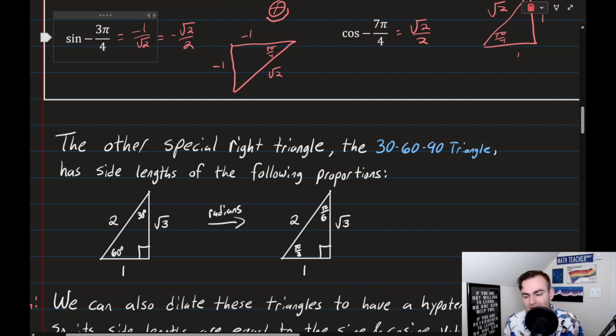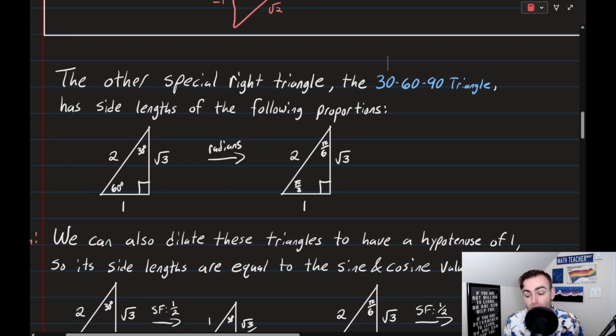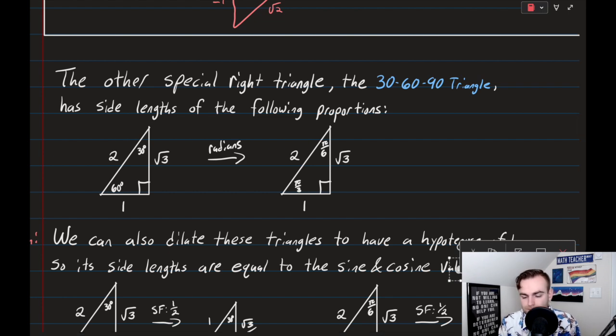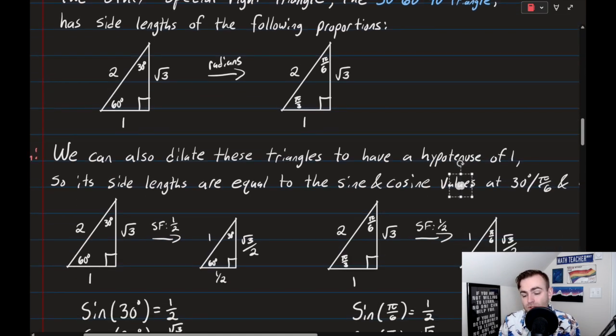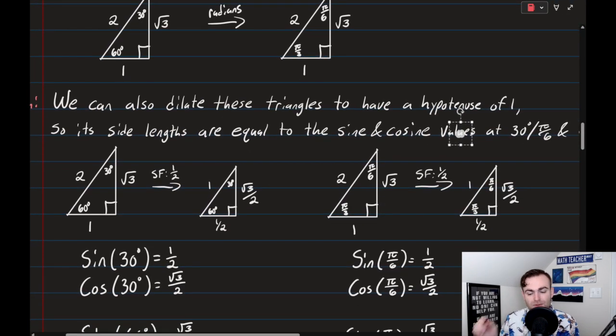We have the 30, 60, 90 triangle, which converted to radians would be pi over 6, pi over 3, and pi over 2. And the ratios of their sides are 1 to square root of 3. So if we scale those down, so again, we want the hypotenuse to be 1, we would use a scale factor of 1/2. So we get triangles that are 1/2, 1, and root 3 over 2.